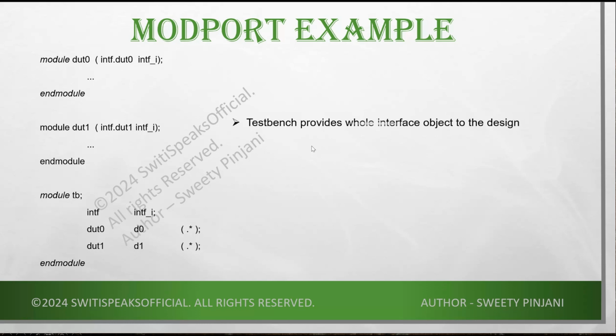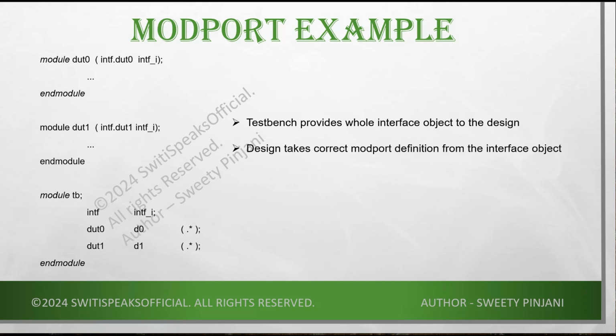So in this, what happened? Test bench is providing the whole interface object to the design. Here, if you see, this is the complete interface object, the instance of the interface. I am passing it and specifying that this particular one is the modport. And then the design is taking the correct modport definition from the interface object. It is the design's responsibility to take the correct modport definition.